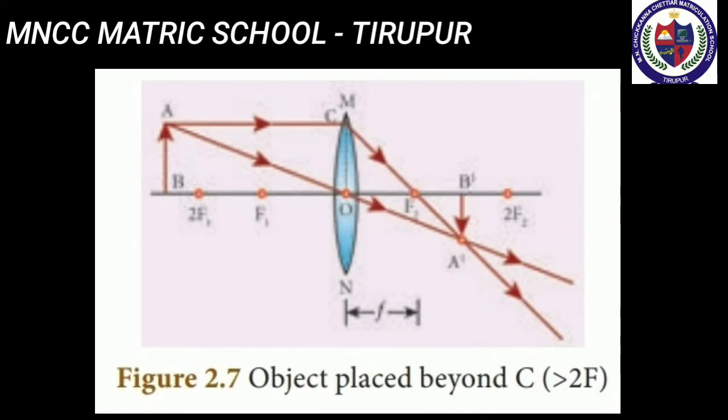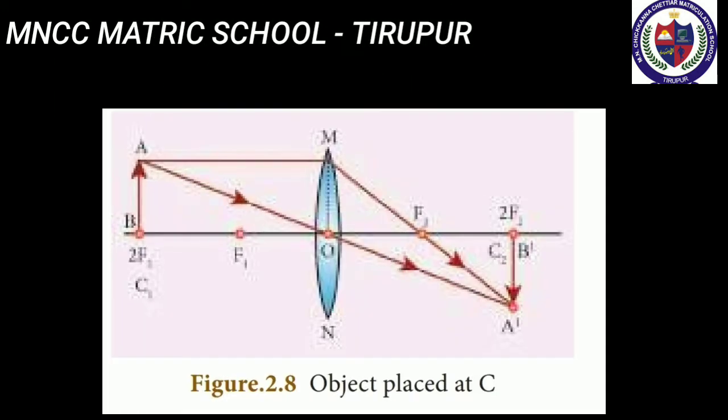Next, we move to object placed beyond C. When an object is placed beyond the center of curvature, that means beyond C, a real and inverted image is formed between the center of curvature and the principal focus. The size of the image is smaller than that of the object.